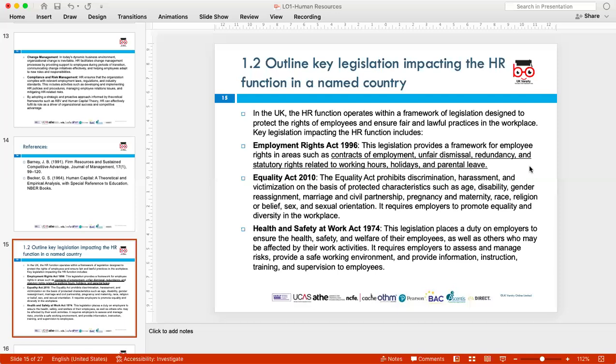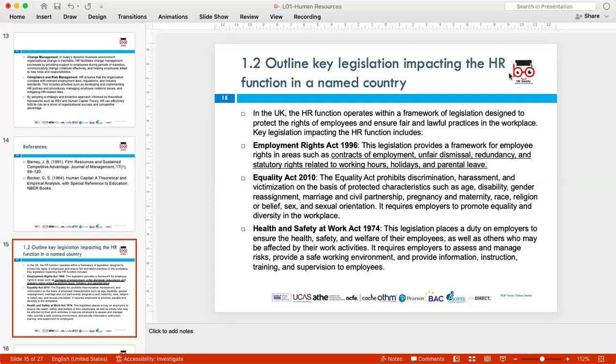Now we are going to understand the legislation impacting the HR function in a country. In the UK, the HR function operates within a framework of legislation designed to protect the rights of employees and ensure fair and lawful practice in the workplace. Key legislation impacting the HR function are what? Number one, Employment Rights Act 1996. This legislation provides a framework for employees' rights in areas such as contract of employment, unfair dismissal, redundancy, and statutory rights related to working hours, holidays, and parental leave.